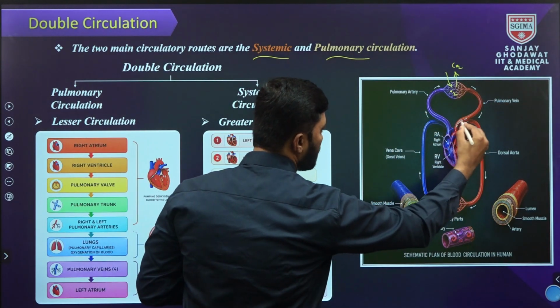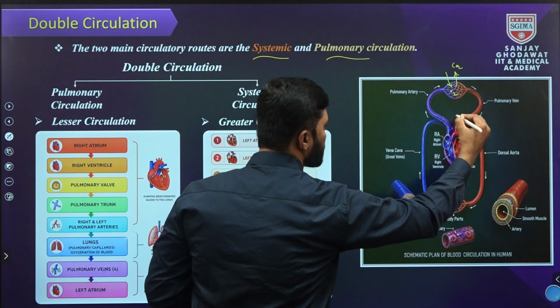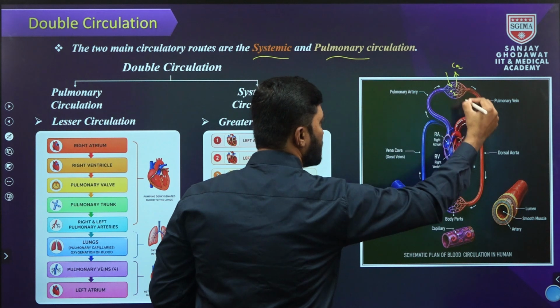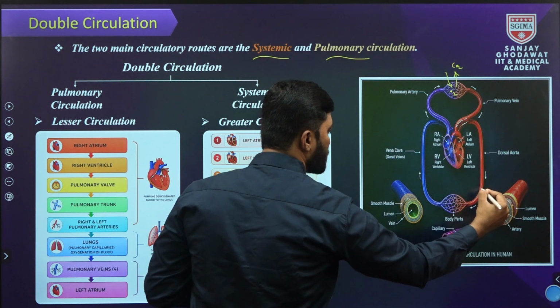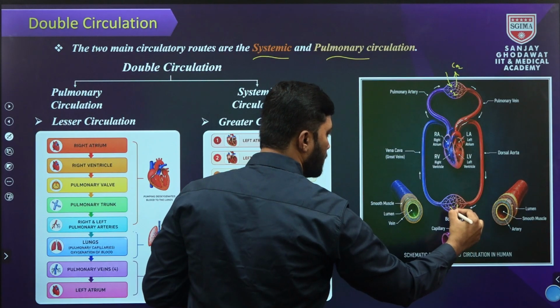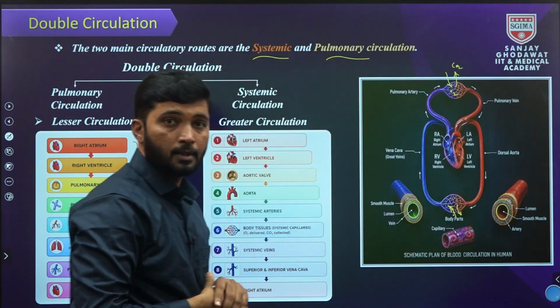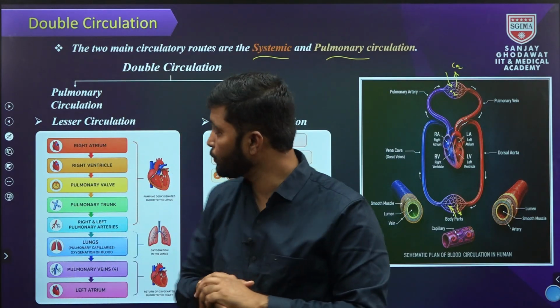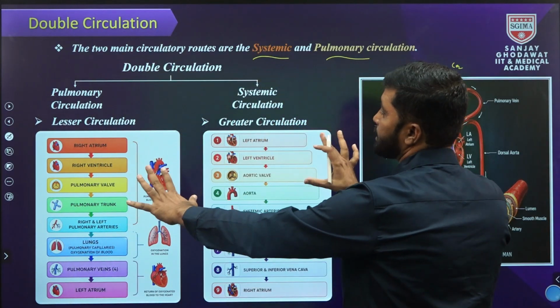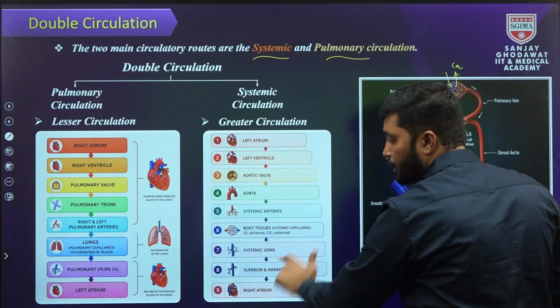Whereas in the systemic circulation, blood goes from the left atrium to the left ventricle, from the left ventricle to the aorta, the ascending and descending aorta, then arteries, arterioles, and capillaries. In the capillaries, exchange happens. Then the deoxygenated blood goes back into the heart. That is systemic circulation. If you take the flow chart, this is the pulmonary circulation flow chart, and this is the systemic circulation flow chart.